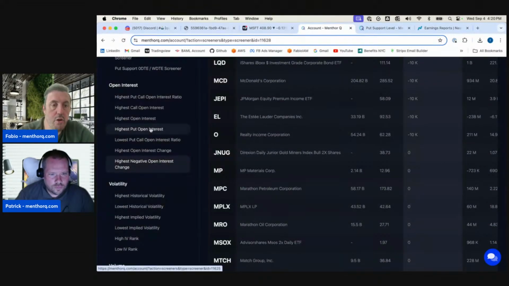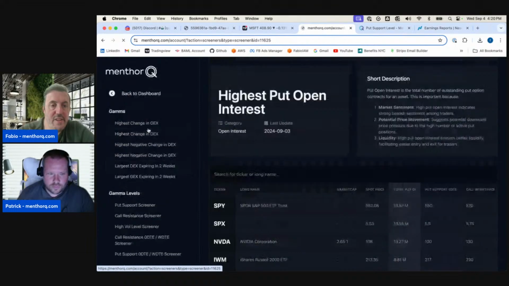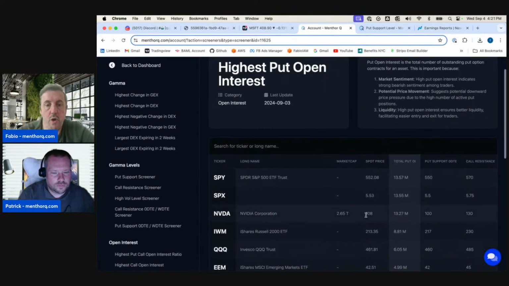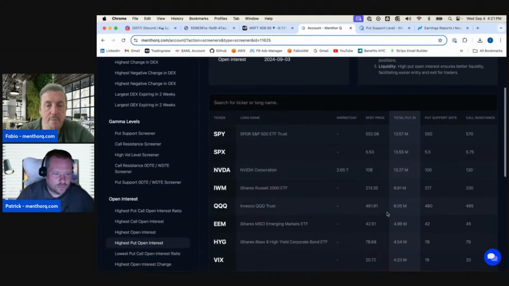Then you can also look at companies with the highest put open interest, right? Where is the market repositioning on puts? So we saw SPY. A lot of puts were opened on SPY. We saw Nvidia, IWM, QQQ.